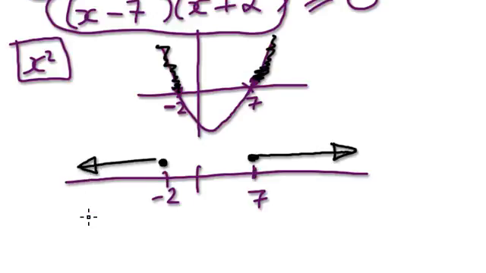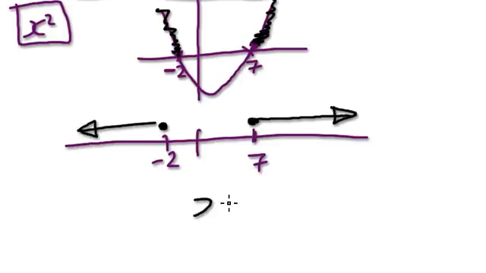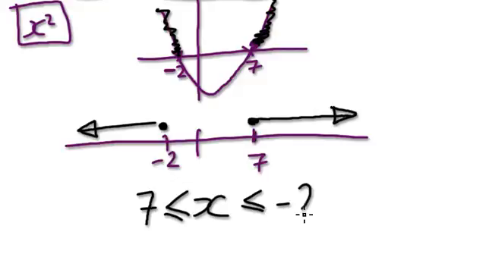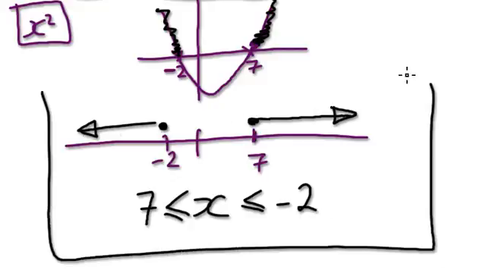And then from the diagram you can jump to this. Now let's see, x has to be greater or equal to 7, but less than or equal to negative 2. Okay, so this here would be your solution.